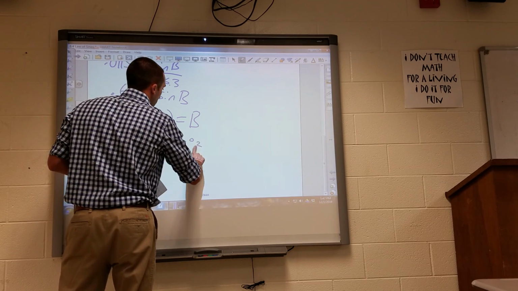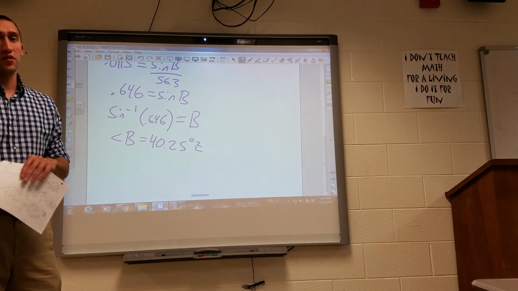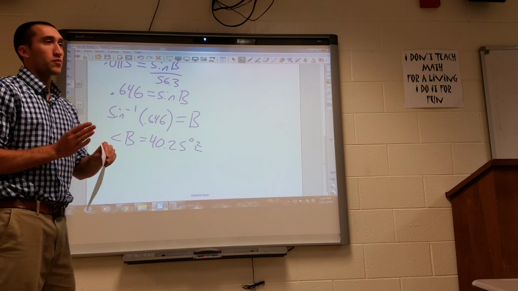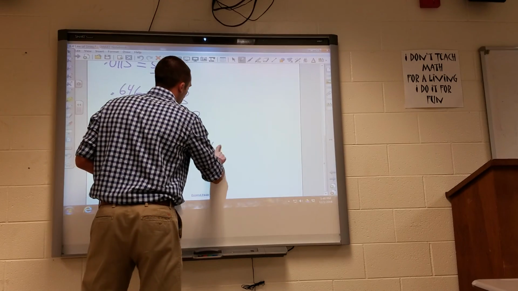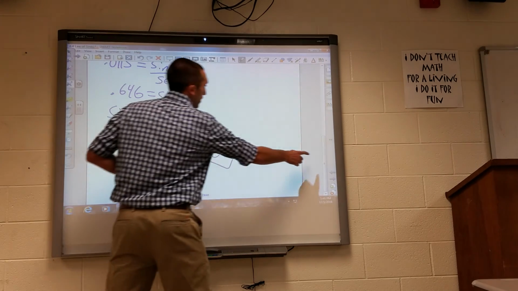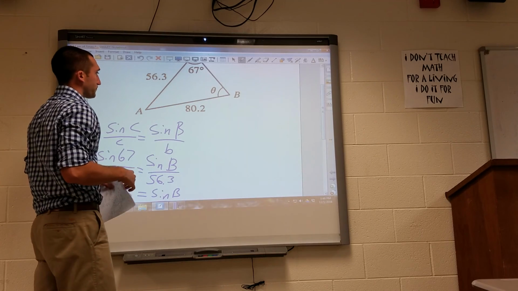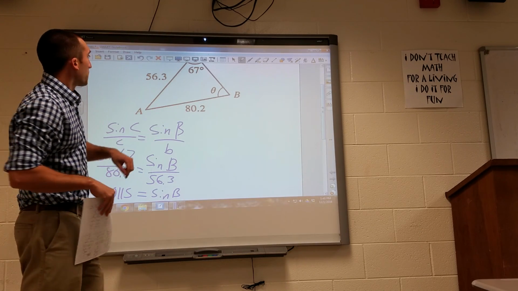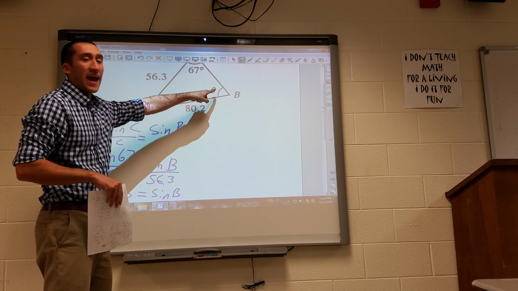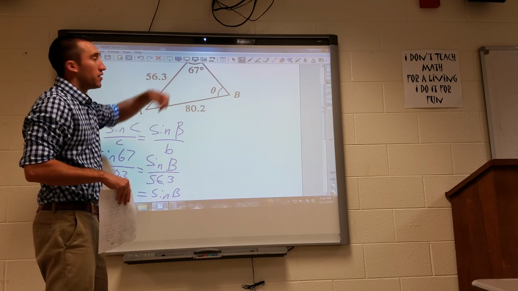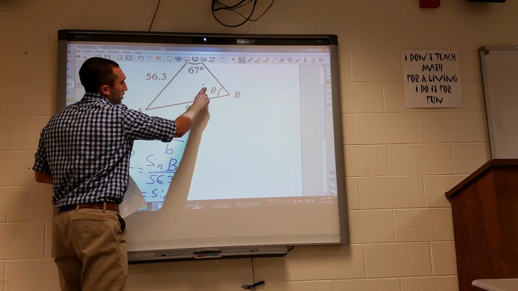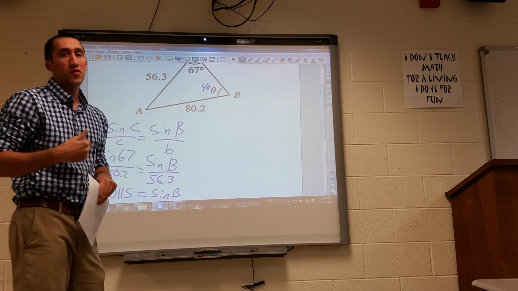40.25 degrees. And typically we're going to round angles to the nearest whole number because when you start talking about decimals of degrees, you're really splitting hairs. So we're just going to round this to roughly 40 degrees for angle B of our original triangle. Also, that makes sense because since 56.3 is less than 80.2, this angle has to be smaller than this angle. So the larger angle is going to correspond to larger sides. So this is only 40 degrees, so it makes sense that side B would be smaller than side C.